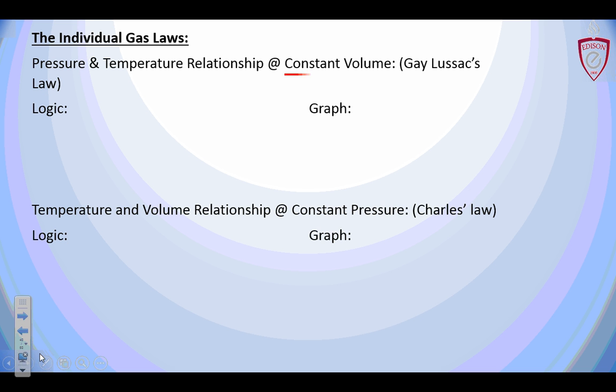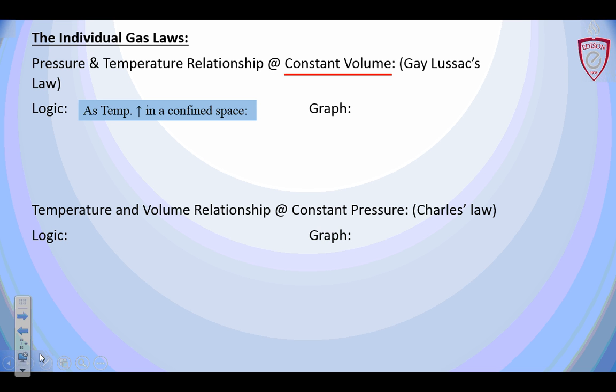And some of these you already know. So first part is, of course, constant volume. So the volume doesn't change. That's key here. So the relationship between pressure and temperature. If you change pressure or temperature, what happens to the other one?